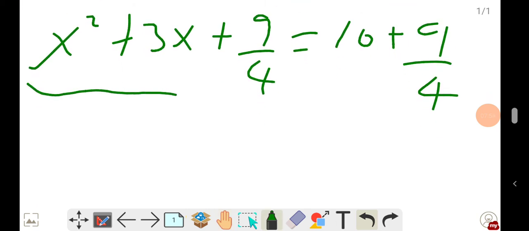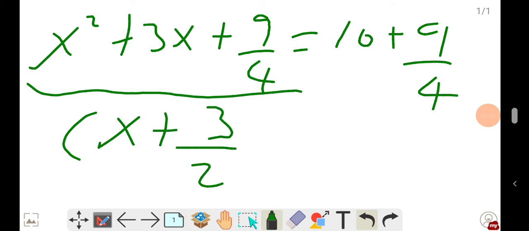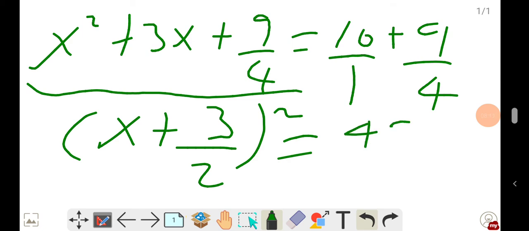Then the next step, this expression is the same as x plus 3 over 2 the whole square. This is the main objective, writing it as a square, which is equal to, when you add this one, you can use crisscross. By the crisscross process, you know how to add fractions. It's going to be 49 over 4. Then put both sides in the square root.